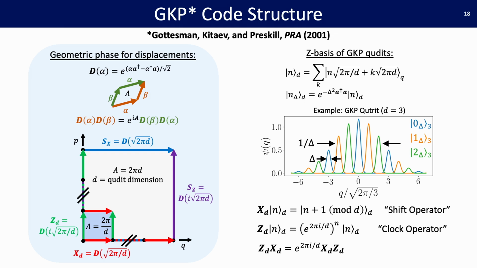So again, these ideal code words are not realizable in the lab, so we have to use the finite energy versions of them. And here, for an example, are the finite energy code words of the GKP qutrit in d equals 3. And the take-home message here is really that the qudit code words, at least in the z basis, look just like the qubit code words. There are just more of them. The characteristic lattice spacing has grown, and the spacing between states has shrunk.